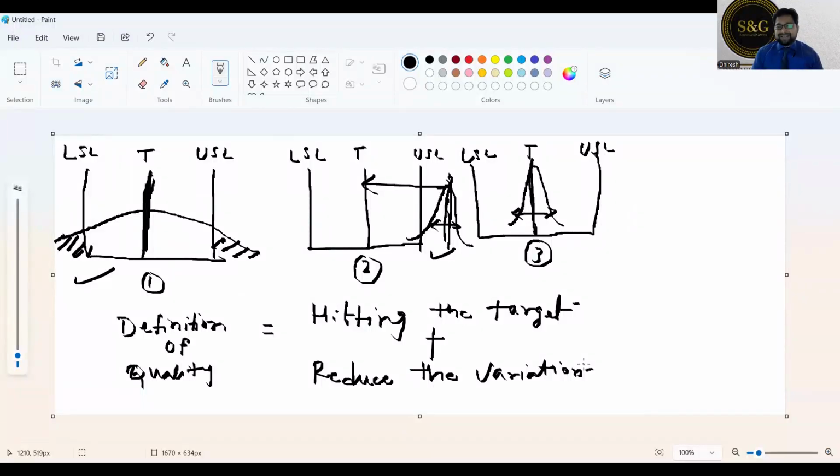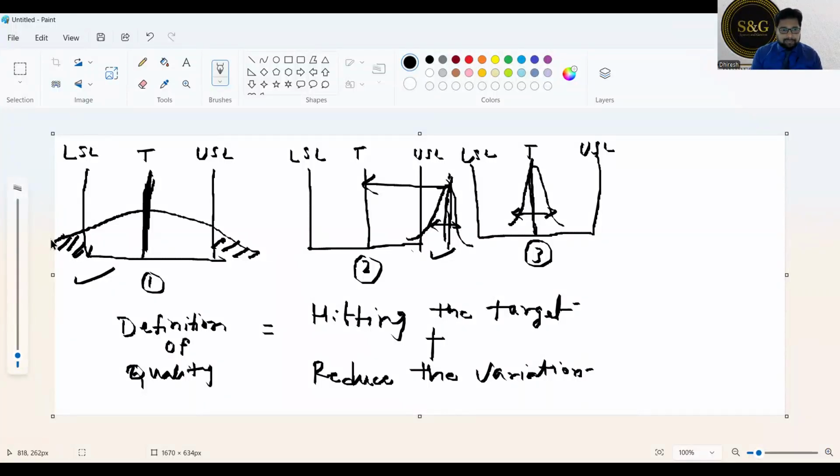Are you clear? Just type yes in the chat box. How many of you are clear with this? Are you clear with this? Fundamental? Super clear? Okay. So these concepts have to be very, very clear in your mind. Okay. Now understand this.